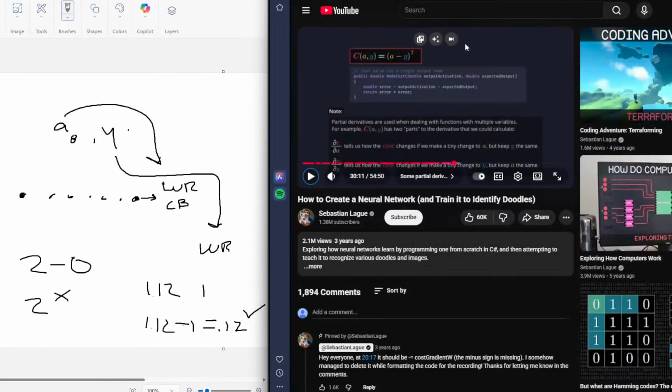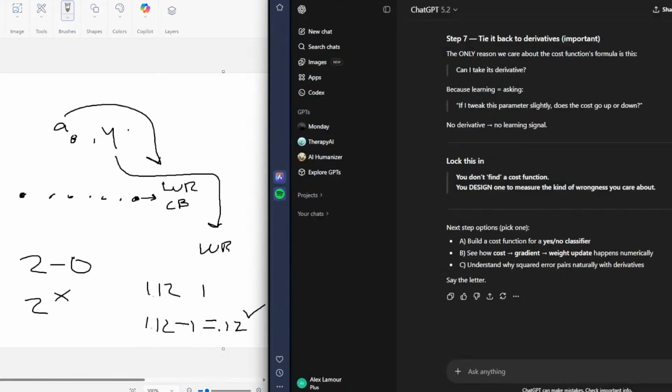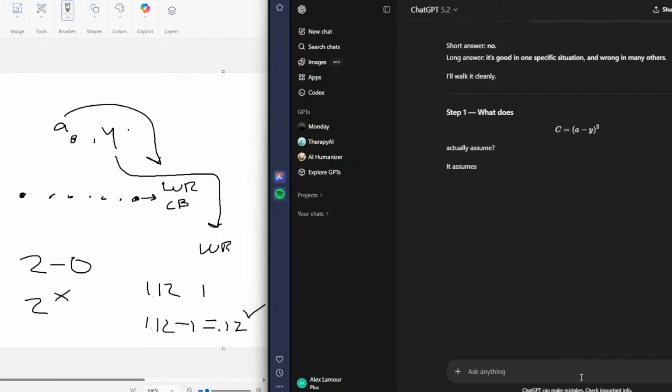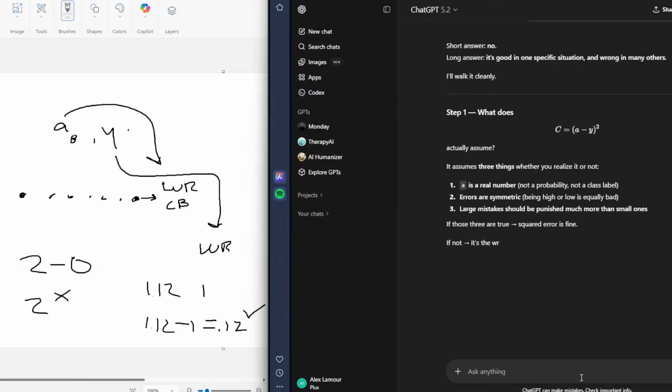Okay. So we have a cost function, which we used earlier, and it still works exactly. The cost equals your final output for that node minus what your prediction should have been, or the truth value, squared. That is a good cost function to always use. A is a real number, not a probability, not a class label. Errors are symmetric, being high or low is equally bad. Large mistakes should be punished more.